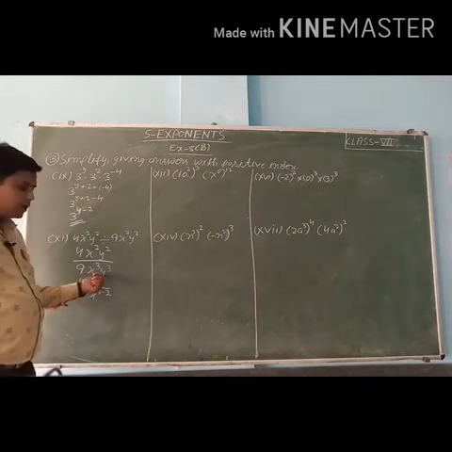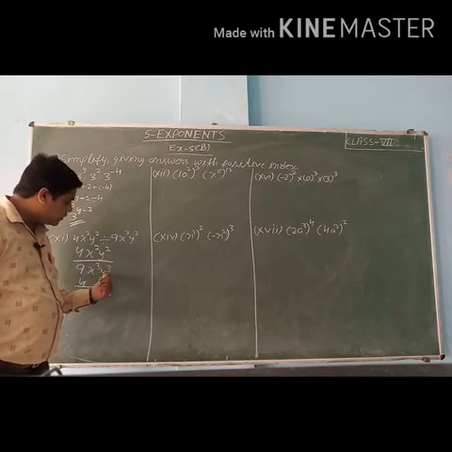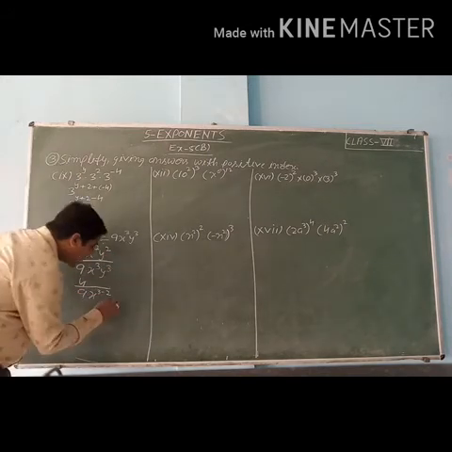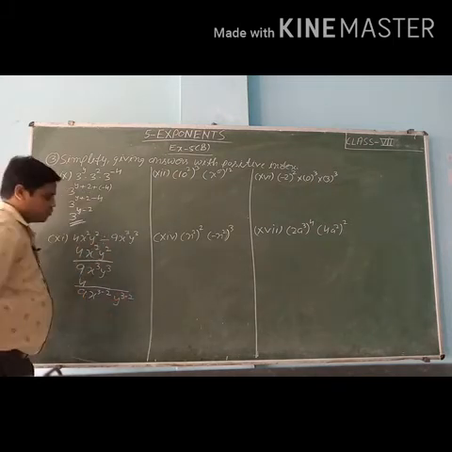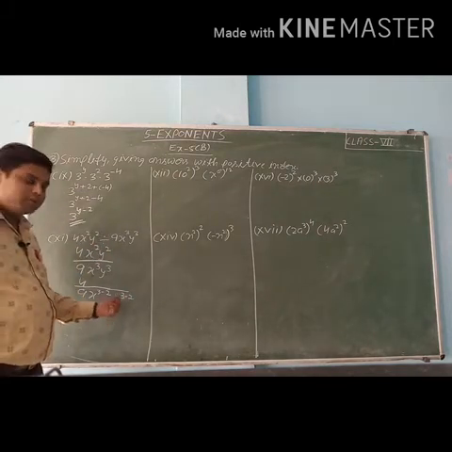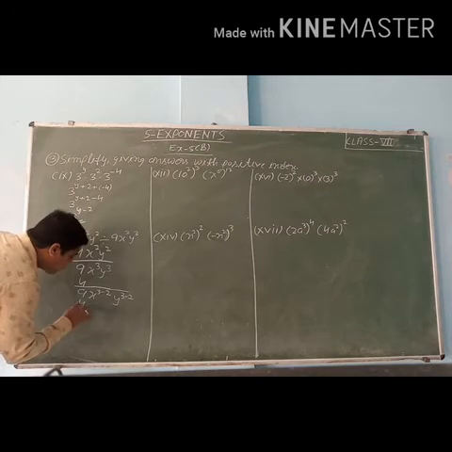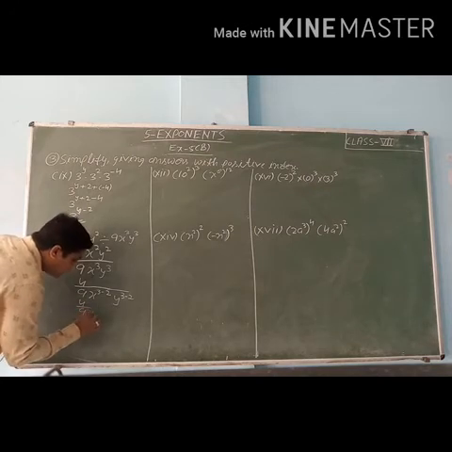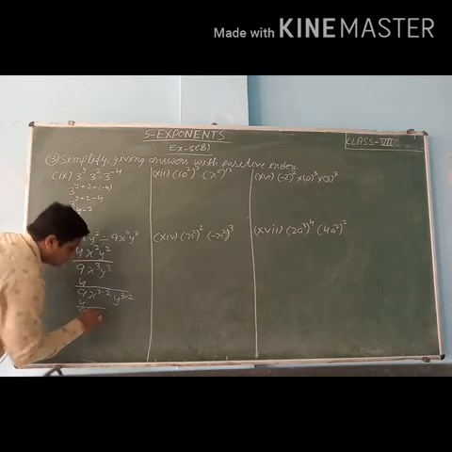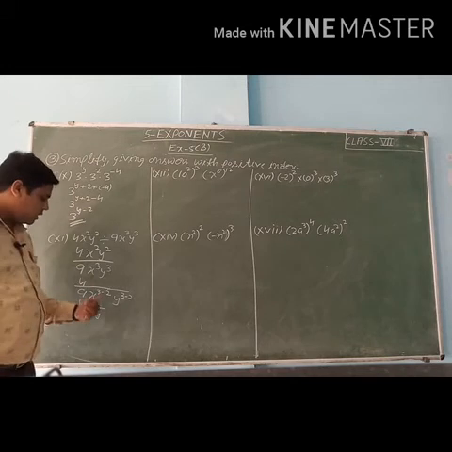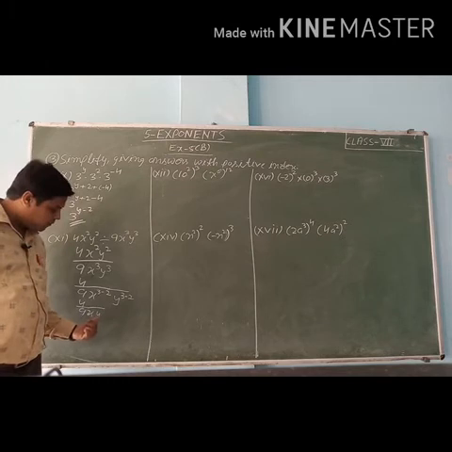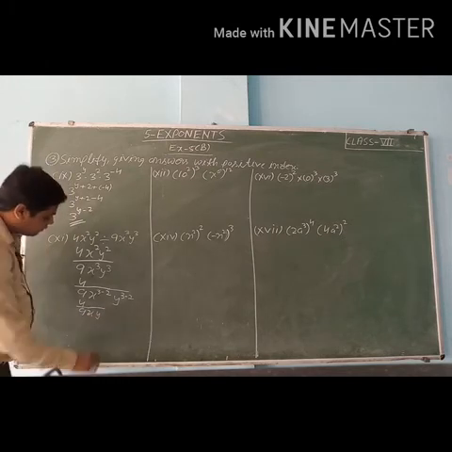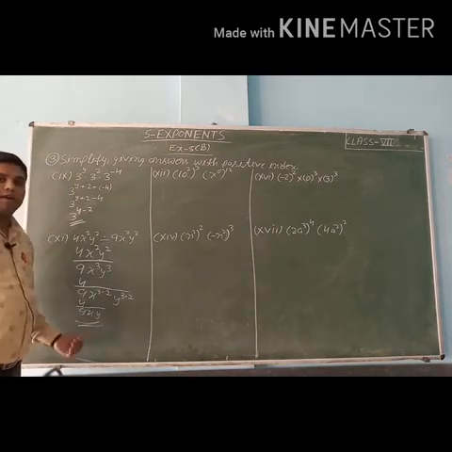About y. Y is having power 2 here and 3 there, it is also the same. So y raised to the power 3 minus 2. So we will write 4 upon 9x y. X is having power 1 and y is also having power 1. So the answer is 4 upon 9xy.